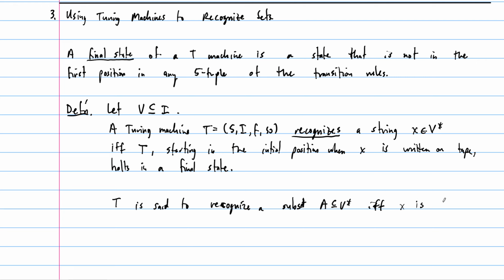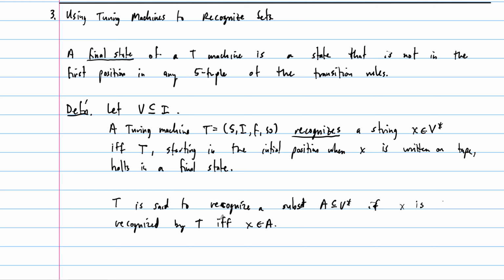X is recognized by T. So this is worded a little bit differently in the book. It just says if here. But X is recognized by T if and only if X is in A. So X is recognized by T if and only if X is in A.